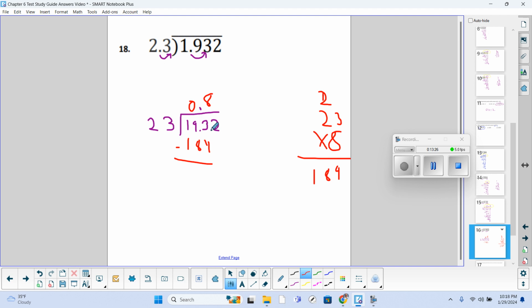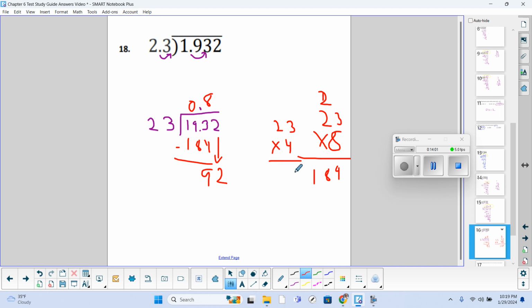So that means our remainder is, well, 193 minus 184 would be 9. So bring that down. How many times does 23 go into 92? Let's see, 23 is close to 20, a little more than 20. So 5 times 20 would be 100. That's too much. Let's try 4 times 23.